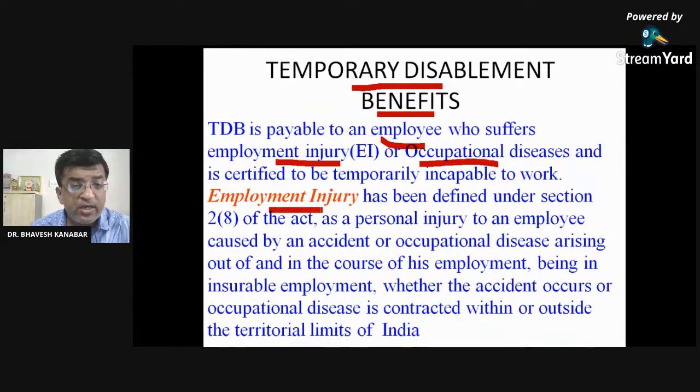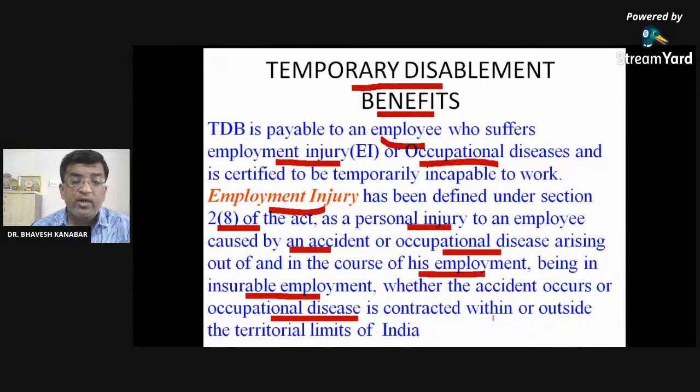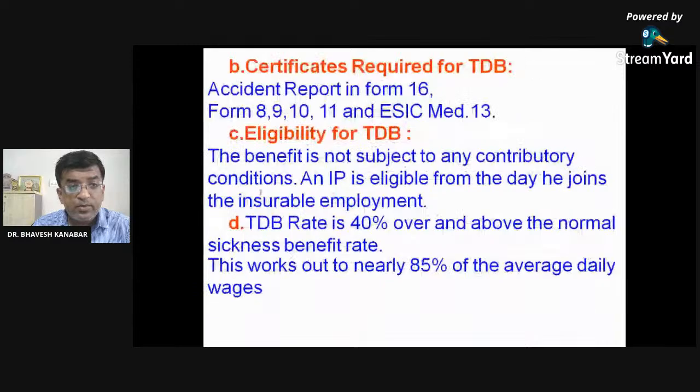So this employment injury has been defined under section 2(8) of the Act as a personal injury to an employee caused by accident or occupational disease arising out of or in the course of employment, right, being an insurable employment, whether the accident occurs or the occupational disease is contracted within or outside the territorial limits of India. Right? So it is a long definition under employment injury.